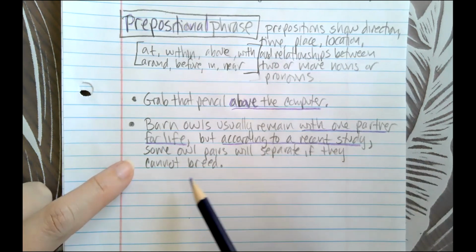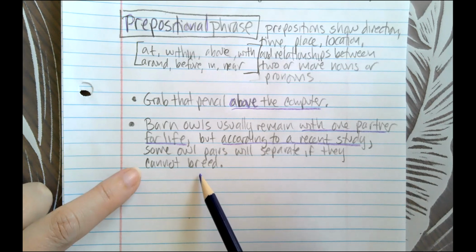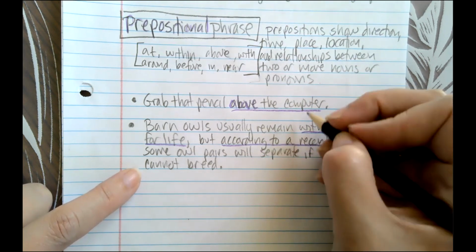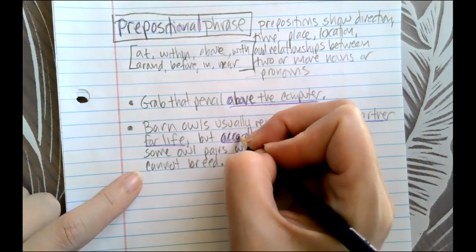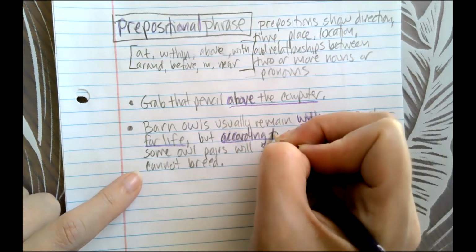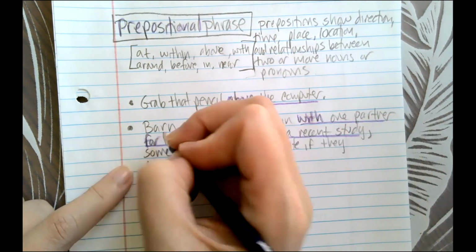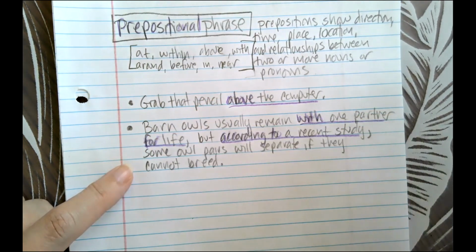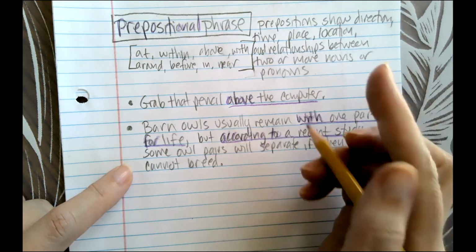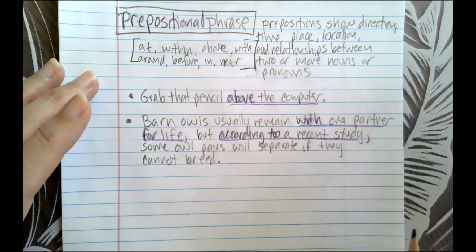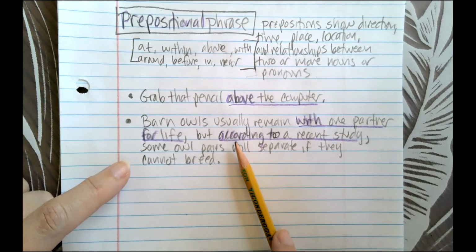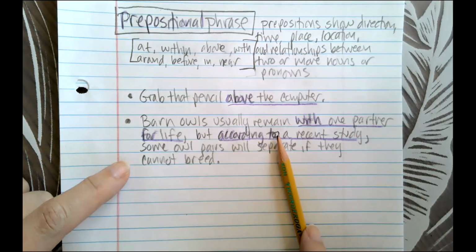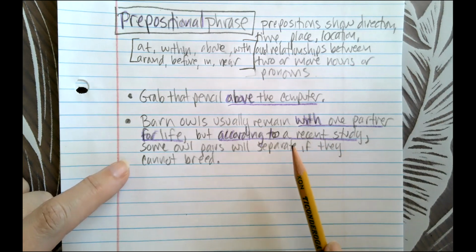Some owl pairs will separate if they cannot breed, and there are no prepositions after that. So what we're going to do is go through and identify the prepositions with our purple. Okay, and so as you can see, some prepositional phrases are fairly brief and some are a little bit lengthier. Don't be afraid to identify a compound preposition, which is going to be two or more words, and we consider that the preposition, and so what follows it will be the whole phrase, okay?